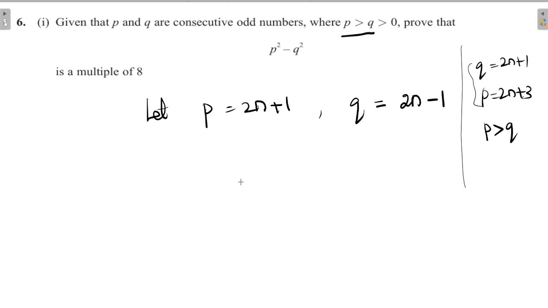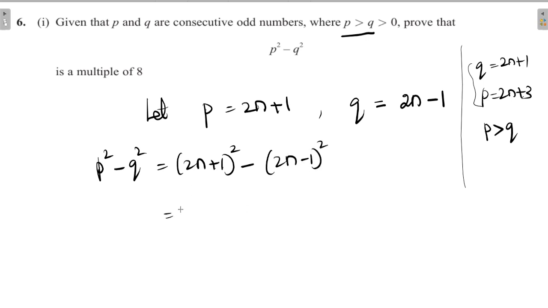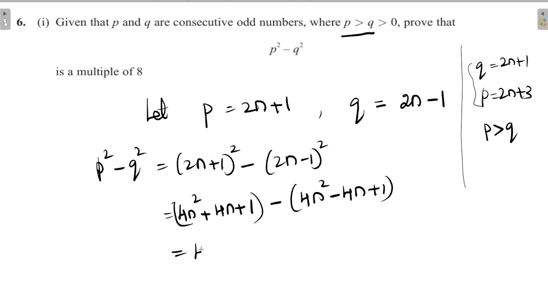We can choose any one of the sets and let us find P squared minus Q squared, which is equal to (2n plus 1) the whole squared minus (2n minus 1) the whole squared. Let us remove the brackets. So 4n squared plus 4n plus 1 minus 4n squared minus 4n plus 1.